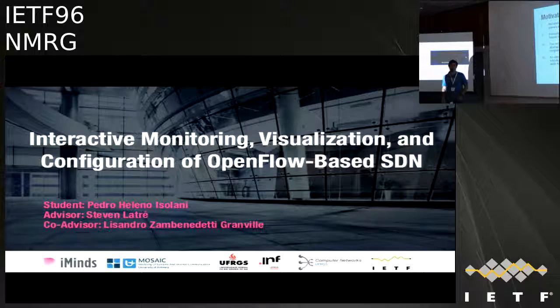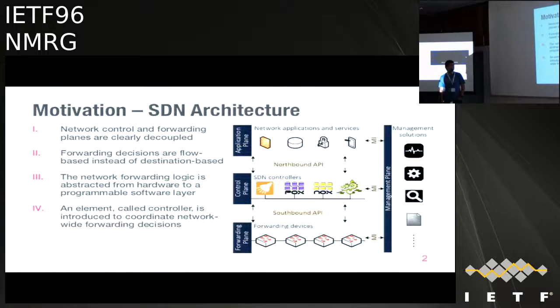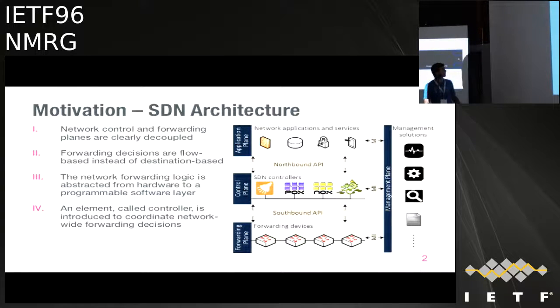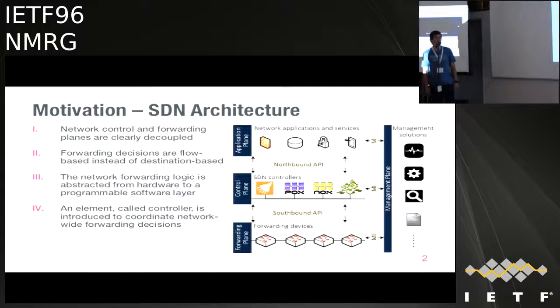So basically, we considered that SDN is based on 4 fundamental principles. The first one is the network control and forwarding planes are clearly decoupled. The second one is the forwarding decisions are flow-based instead of destination-based. The third one is the network forwarding logic is abstracted from hardware to a programmable software layer. And also a control element is introduced to coordinate network-wide forwarding decisions.